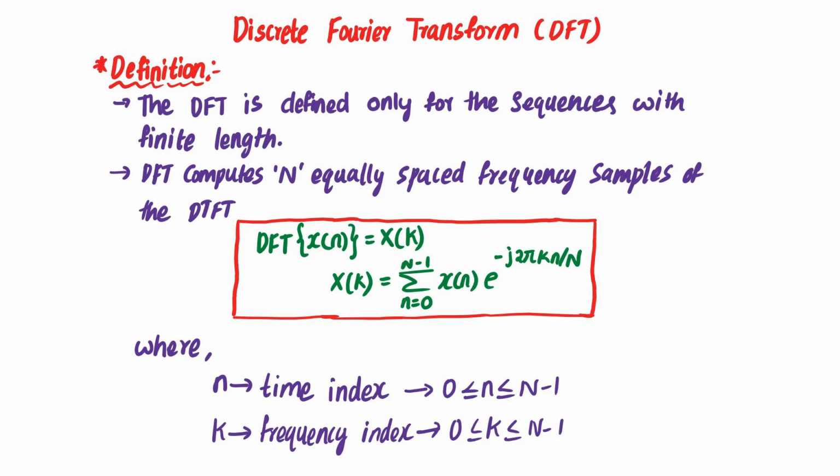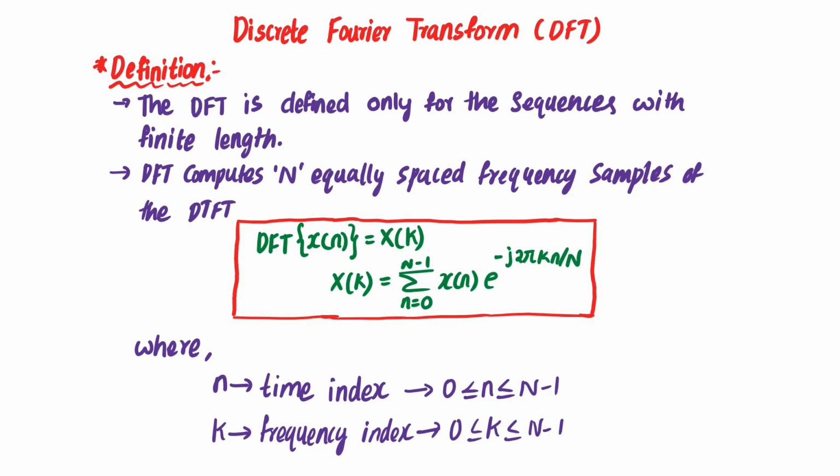So what about this capital N? This capital N is nothing but the number of samples taken over the period of DTFT. So here we have taken the N equally spaced frequency samples of the DTFT. So here capital N represents the number of samples taken over the period of DTFT.